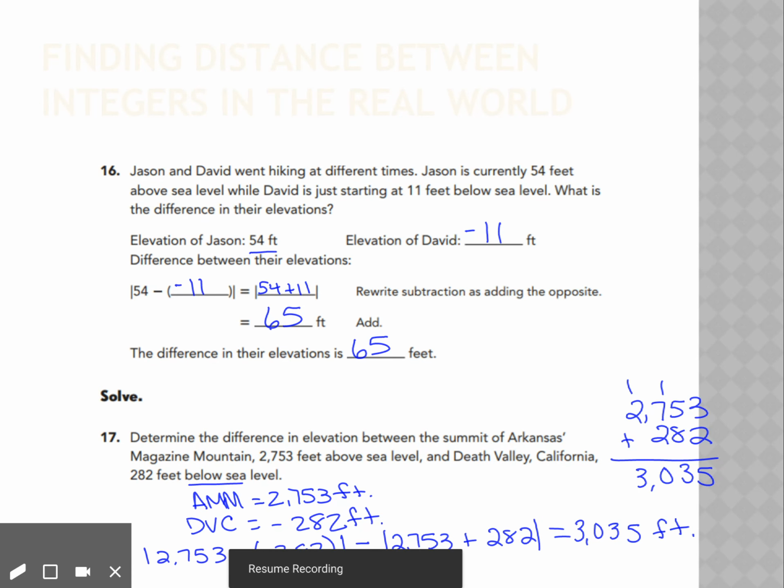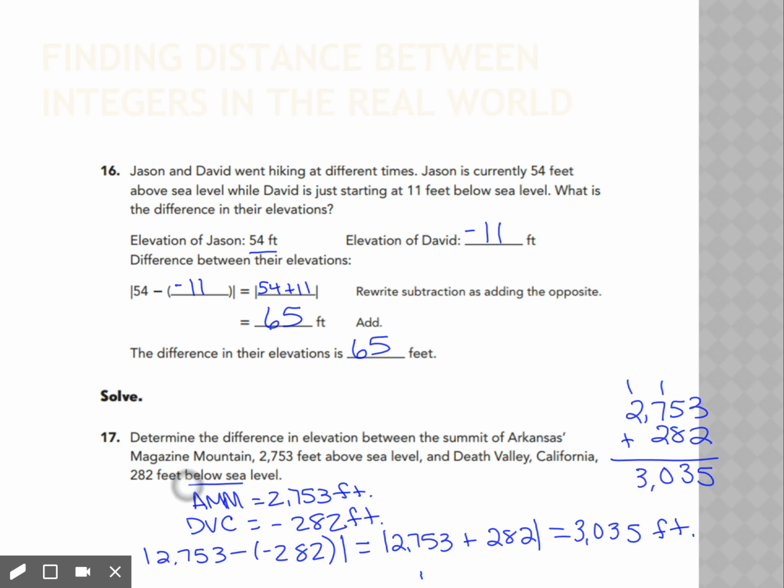So that's it. With these types of problems, just make sure you're paying attention to whether something is negative or positive with the language that they give you. Like here, below sea level will be negative. Above sea level is always positive.